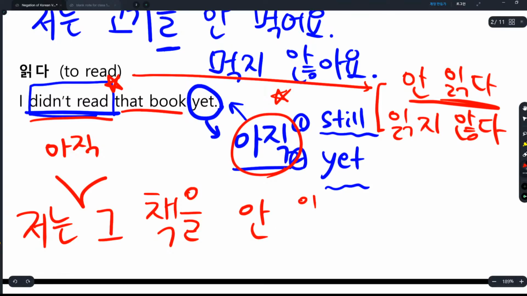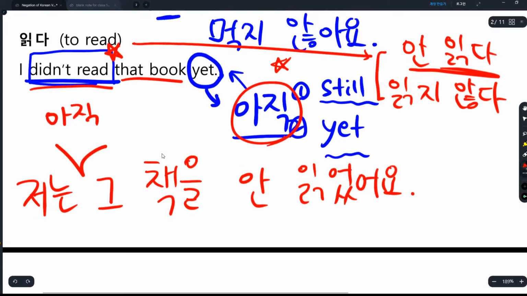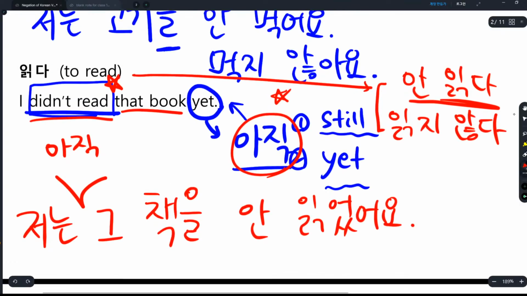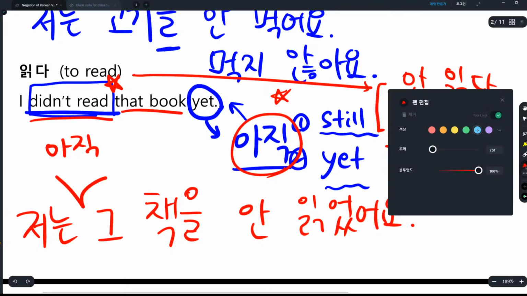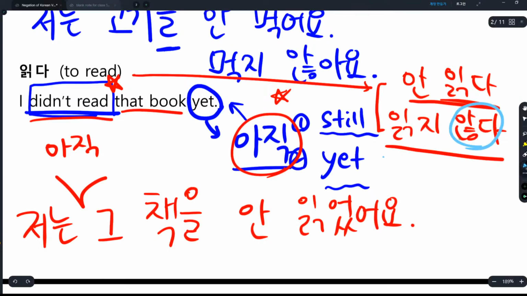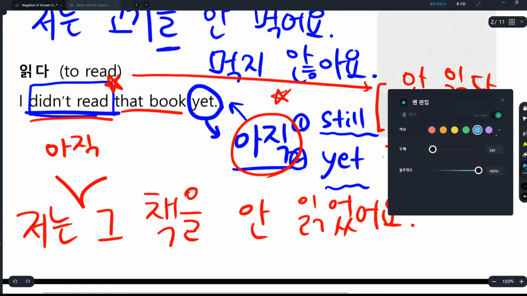안 읽었어요. So this would be one way to say it. 저는 아직 그 책을 안 읽었어요. Or if you want to use 읽지 않다, you have to conjugate 않다 as you guessed it, right? You have to conjugate 않다 in past tense.